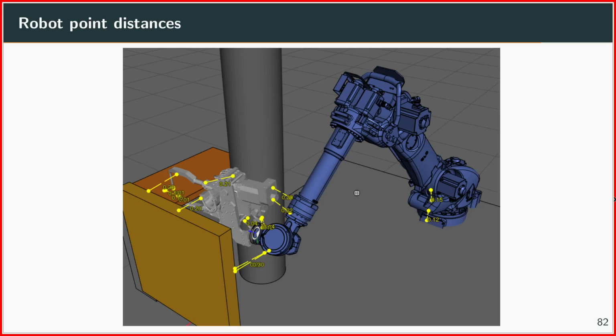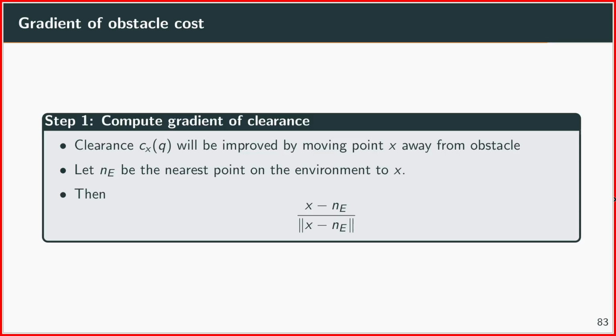And what we need to do is sum up all the forces, project them into the configuration space, and then find a direction in the configuration space into which we move the robot such that it is locally maximizing all the clearances here. So that is the basic idea. And the way we can compute this is that first we compute the gradient of the clearance.